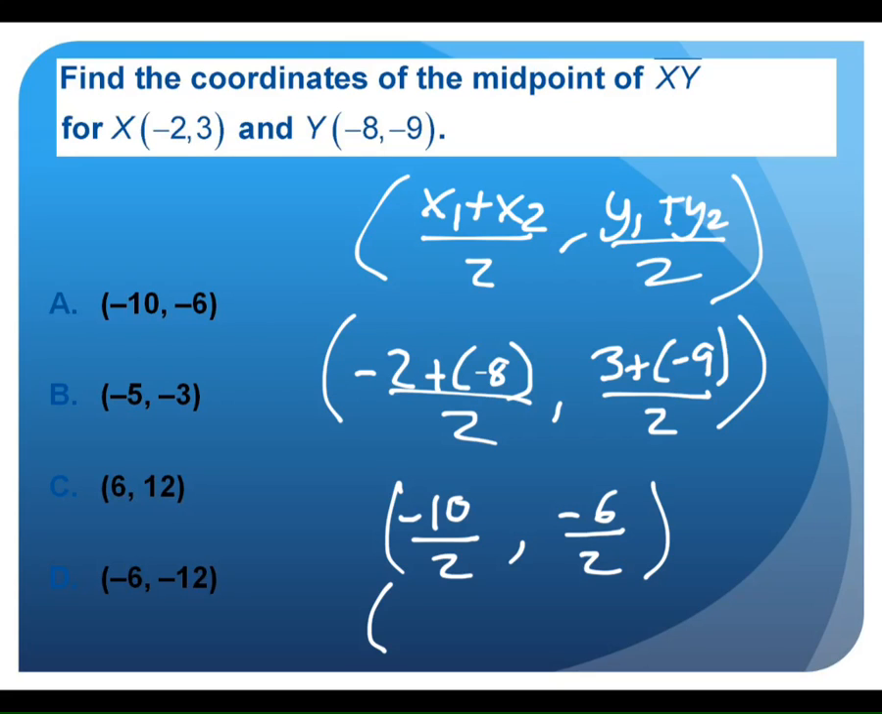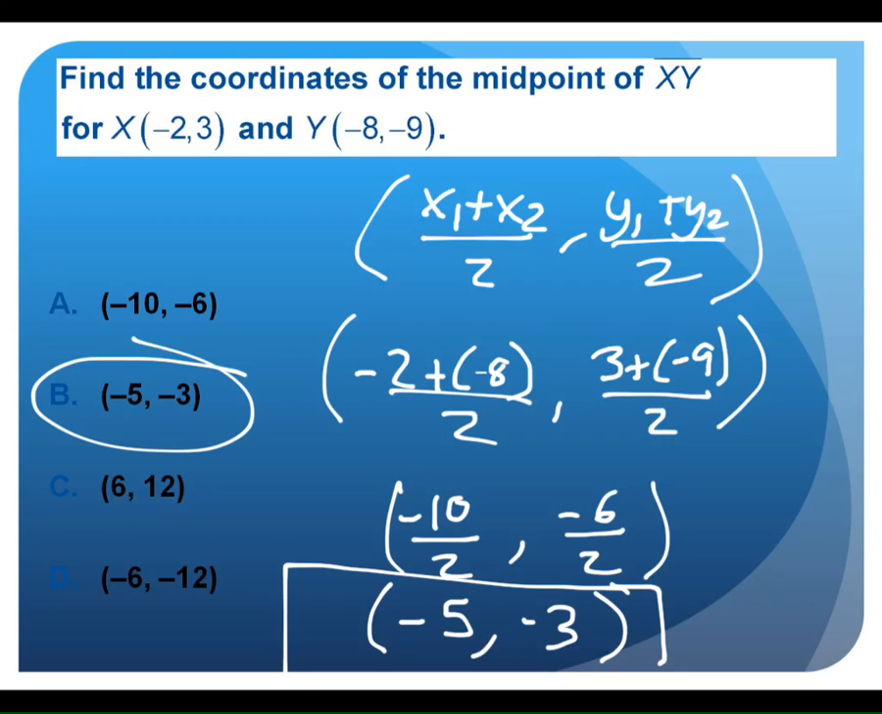Well, now just simplify those. Negative 10 divided by 2 is negative 5, and negative 6 divided by 2 is negative 3. So the coordinates of the midpoint are negative 5, negative 3.